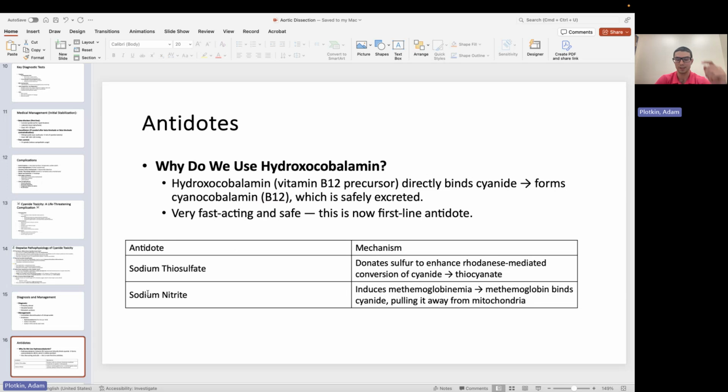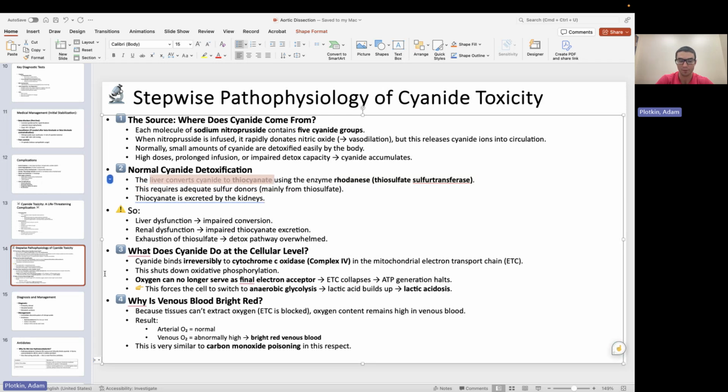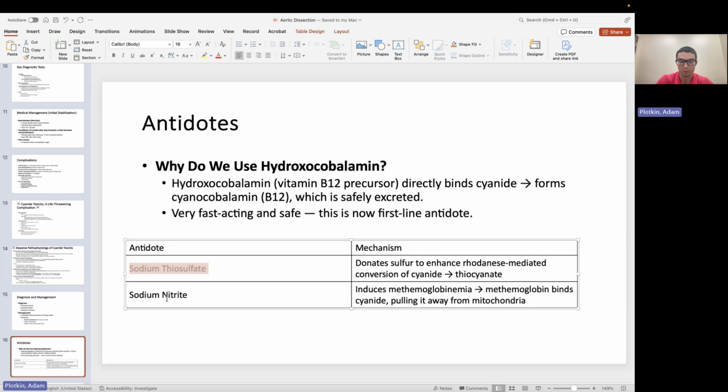Just for completeness, sodium thiosulfate donates sulfur to enhance the rhodanese-mediated conversion of cyanide to thiocyanate. So remember I showed you here, we convert in the liver to thiocyanate and then pee it out via the kidney. So sodium thiosulfate helps with that. And sodium nitrate induces methemoglobinemia. Remember, methemoglobinemia, we have turned the Fe2+ in the heme to Fe3+. That Fe3+ binds cyanide super tight, so cyanide can no longer go to the electron transport chain and bind to cytochrome C. So it removes cyanide from circulation. Again, this one's rarely used.